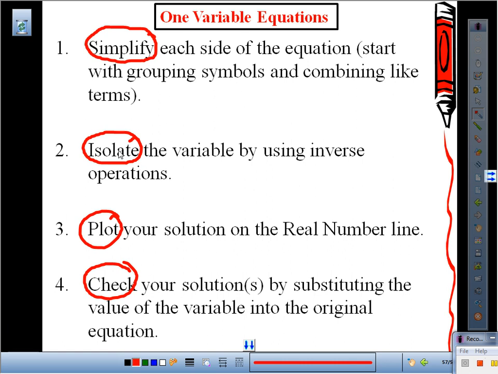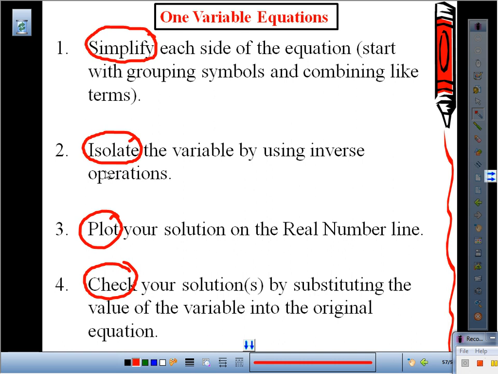So as you're copying the 4 keywords, let me elaborate on step 1. Step 1 says simplify each side of the equation. Why is it that we can simplify each side? Because each side is an expression, is that correct? We can simplify its lowest terms.